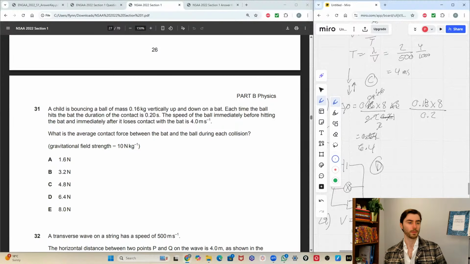Is bouncing a ball vertically up and down on a bat. Each time the ball hits the bat, that's that. The speed of the ball immediately after it loses contact is that. No, the change in momentum mv, rate of change of momentum over 0.2. How is it not 6.4? Am I missing something?